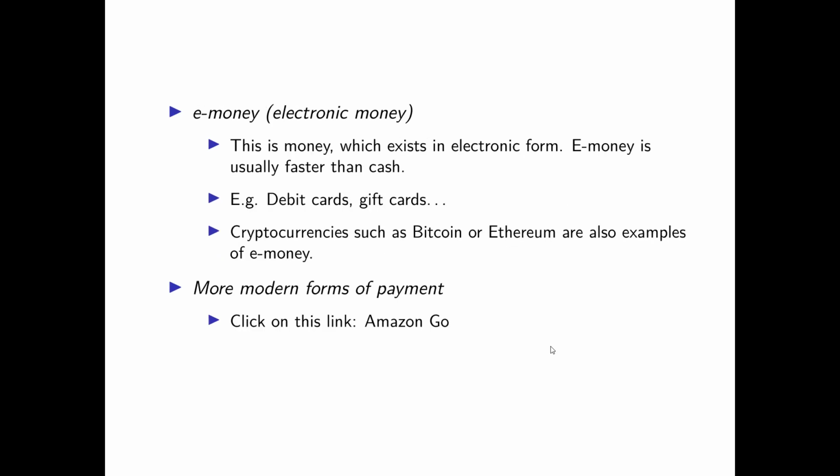We also have e-money. E-money is money which only exists in electronic form, and it is usually faster than cash. For example, debit cards, gift cards, and things like that. Cryptocurrencies are also examples of e-money. And we have more modern forms of payments.